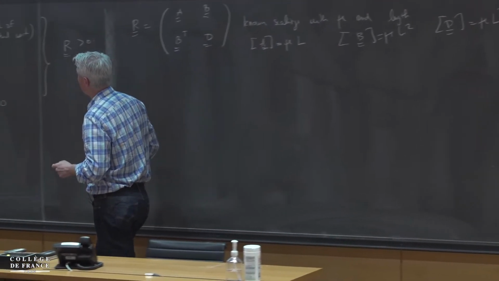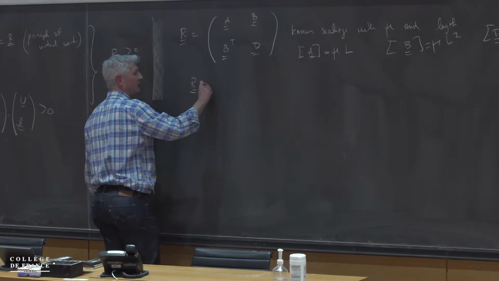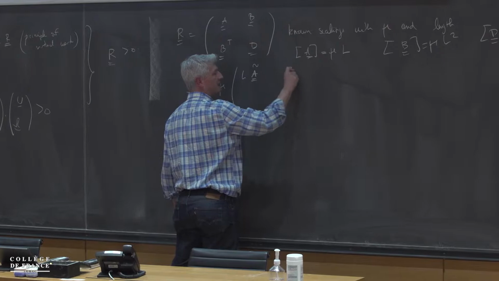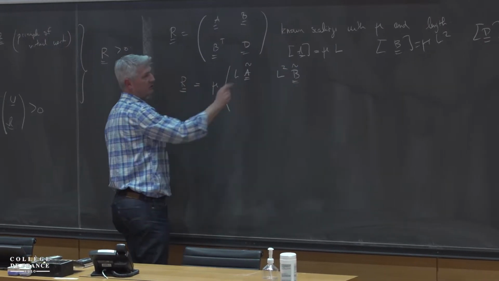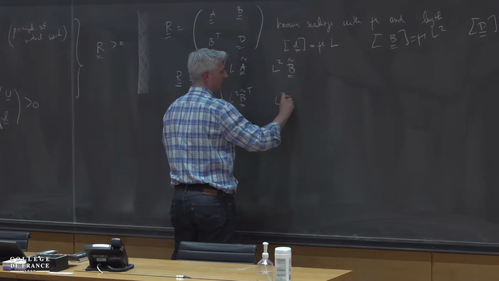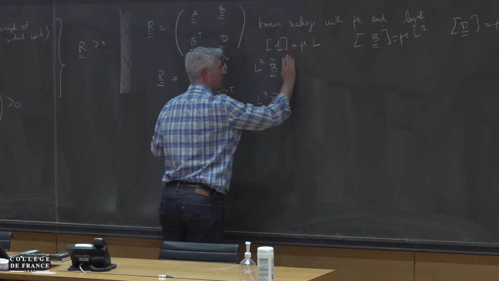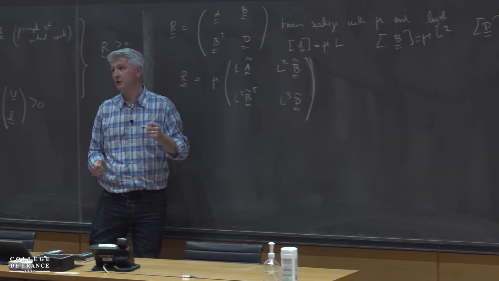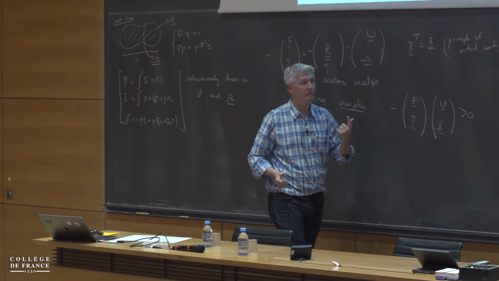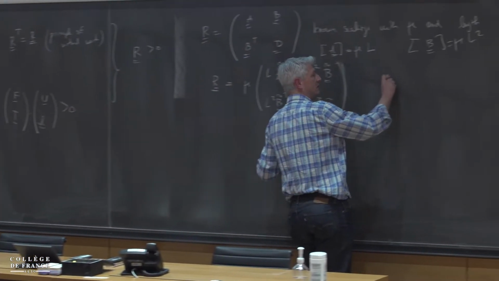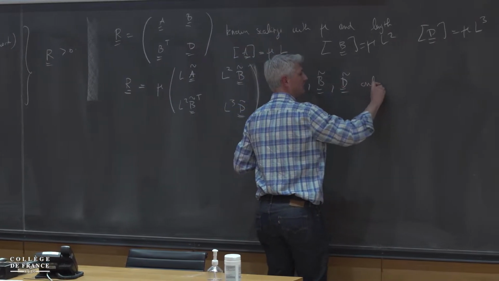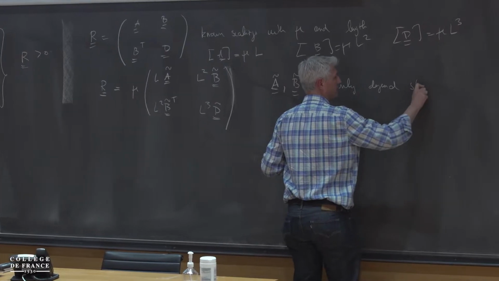And so what you will see often written in books is that actually R, you will write it as mu times a length scale with some matrix A tilde, length scale squared with some matrix B tilde, L squared B tilde transpose, and L cubed D tilde. And those tilde matrices depend on essentially nothing that has dimensions. They don't depend on the viscosity. They don't depend on the length. The only thing that they could depend on is the geometry and the shape. So that means that your A tilde, B tilde, and your D tilde only depend on the shape.